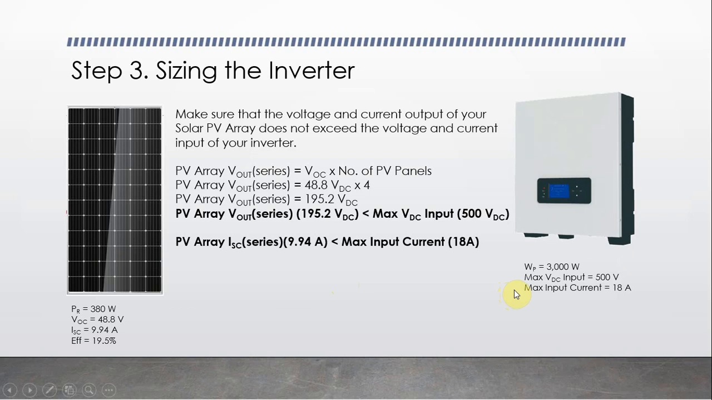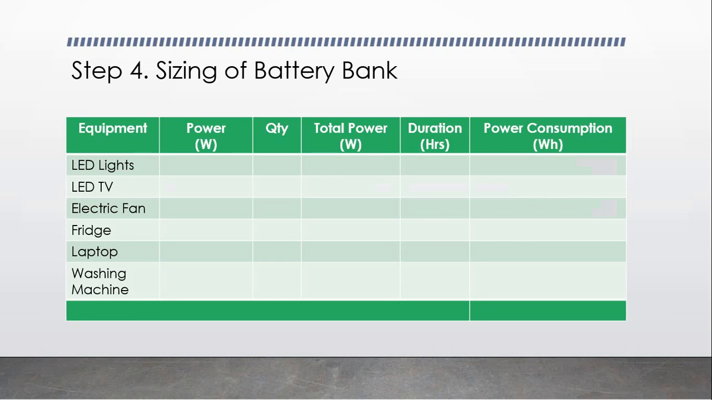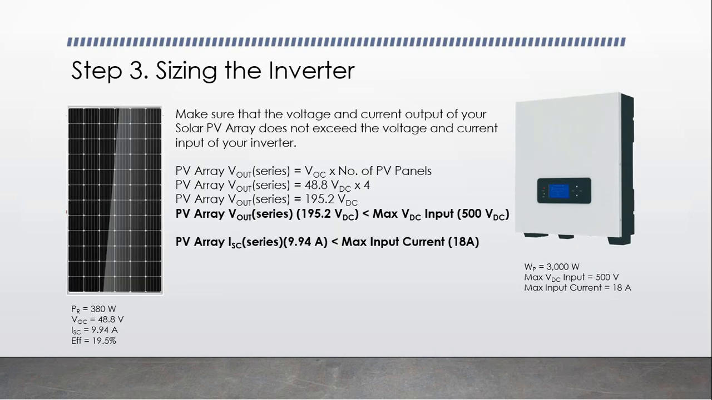Next, we'll check if the other inverter parameters such as the voltage input and the current input are enough with respect to our solar panel. Okay, now suppose we will connect our solar panels in series. Let's check its output voltage. For a series connection, the voltages are additive. So the total voltage output will be 48.8 volts times 4, because we have four solar panels connected in series. The total voltage is 195.2 volts DC.